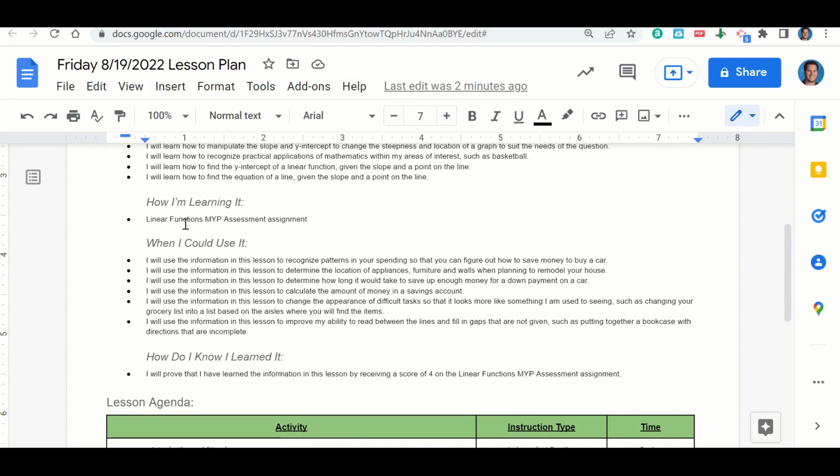How are we learning it? Through the linear functions MYP assessment assignment. When could you use the information in this lesson?